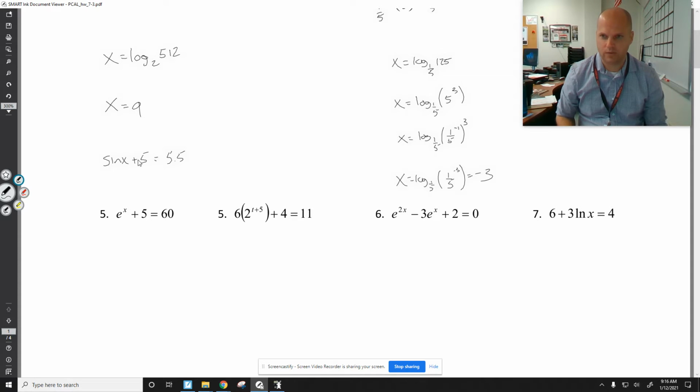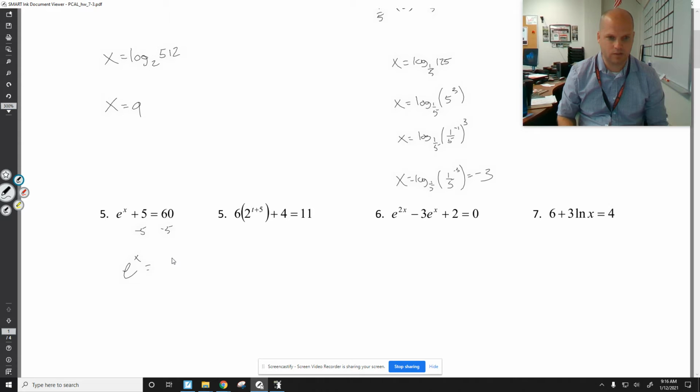You would get rid of the 5 first instead of taking the sine inverse of both sides first. You've got to isolate the function that you need to use an inverse for. So it's probably instinctually what you would do, just making sure.